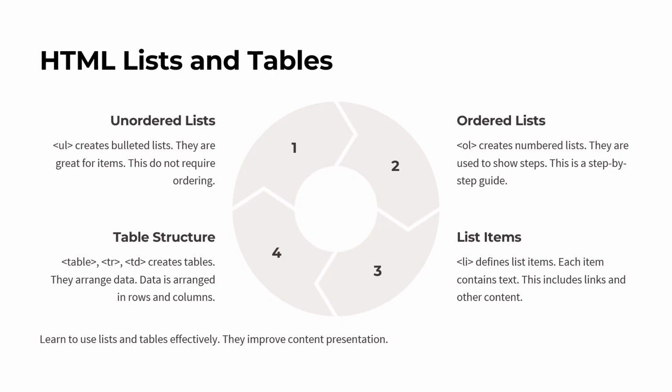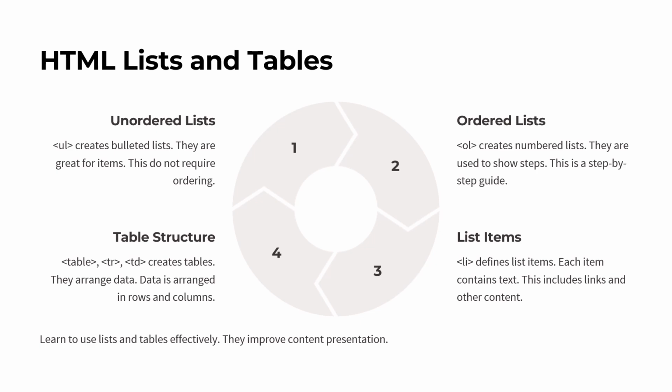Ordered lists, on the other hand, generate numbered lists that are useful for step-by-step instructions, ranking systems, or any content that follows a specific sequence. They help guide users through a process in a logical order. List items define the individual elements within both unordered and ordered lists. Each item can contain text, links, or other content, making lists a versatile tool for organizing information on a web page.